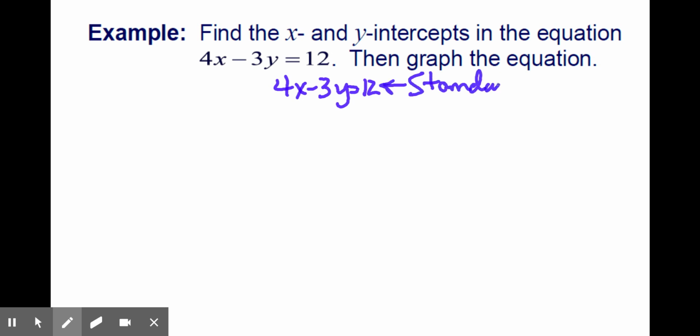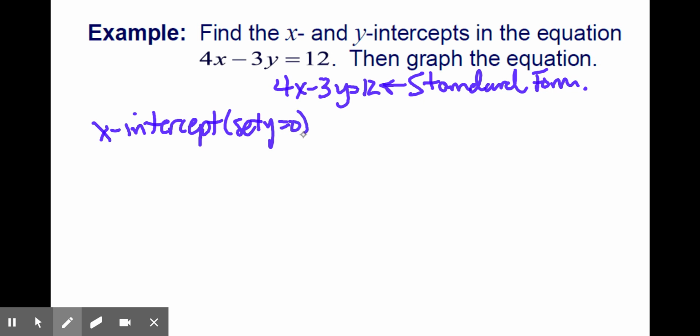So I want to find the x and y intercepts and then graph it. So let's go for the x-intercept first. To find the x-intercept, you're going to make the y 0. We're going to set y equal to 0. Okay, so let's come underneath. We have 4x minus 3y equals 12.